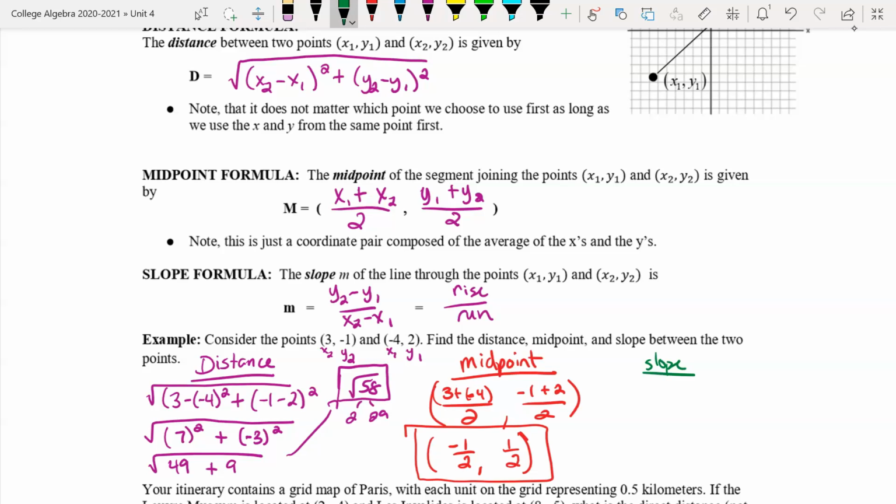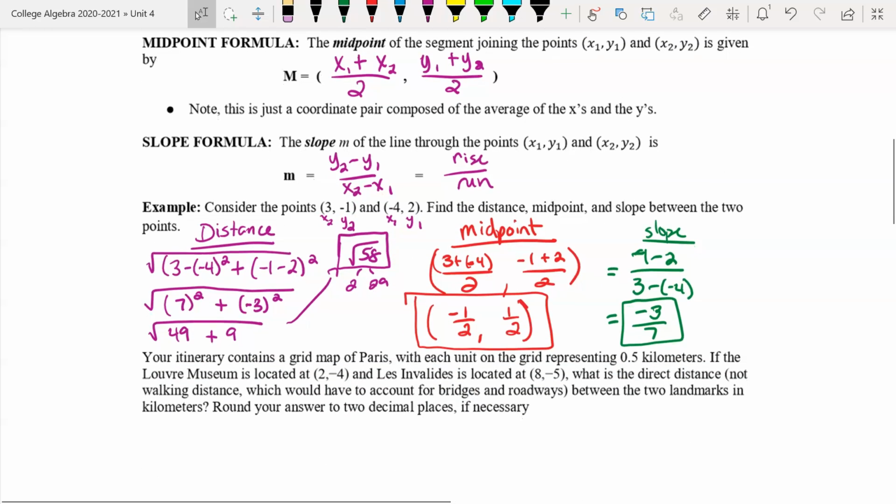Slope. All right, same thing. I'm going to do y minus y. So -1 minus 2 over 3 minus -4, which would be -3 over 7. And that is your slope. You simplify the fraction if you can, but in this case you can't. So that's how you find all 3 things. And you guys are going to practice that on a problem later and do those by yourself.